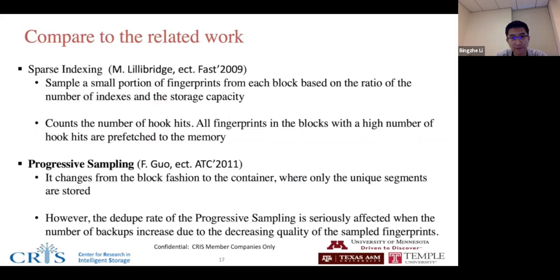There are two generic prefetching algorithms based on the sampling approach for comparison. Progressive sampling is an extended version of sparse indexing. And the progressive sampler will be the baseline where we want to do the comparison.